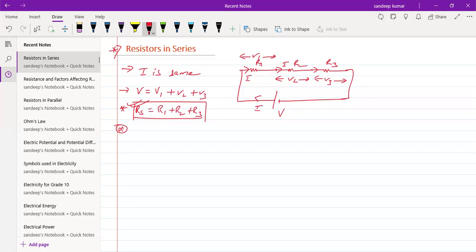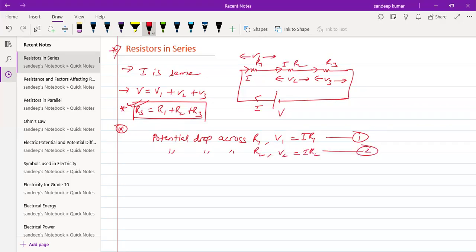Whenever current I passes through R1, the potential drop across R1 is V1. What is the formula from Ohm's law? Current into resistance. Current is I, resistance is R1, so V1 equals I into R1. Let's call this equation 1. Similarly, potential drop across R2: whenever I passes through R2, there is a potential drop V2, which is nothing but I into R2. Assume this is equation 2.